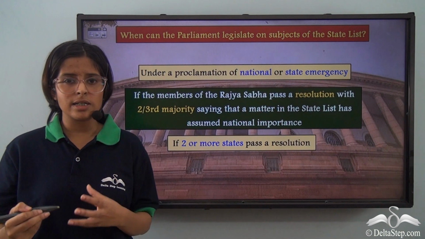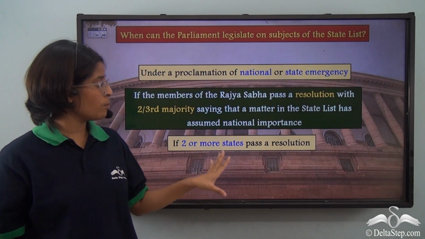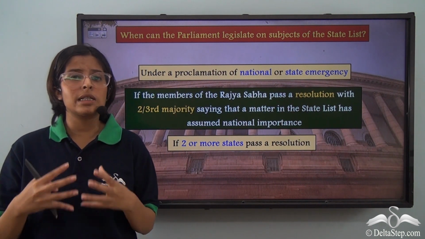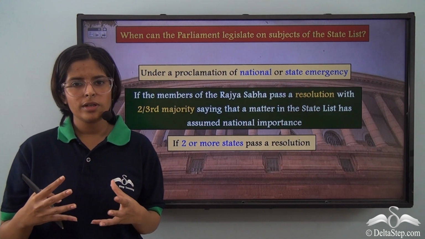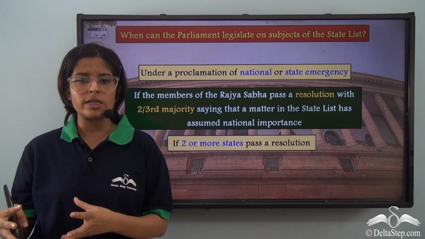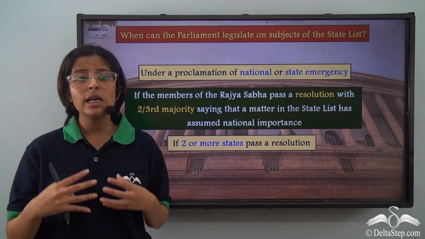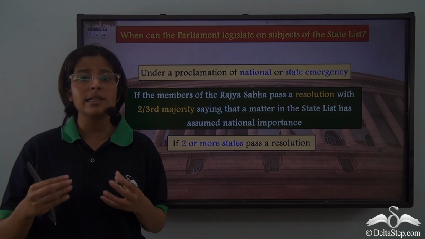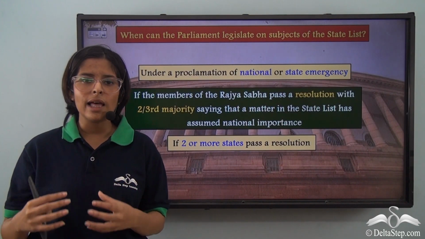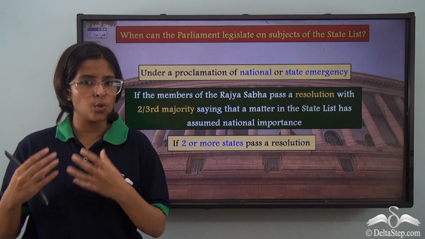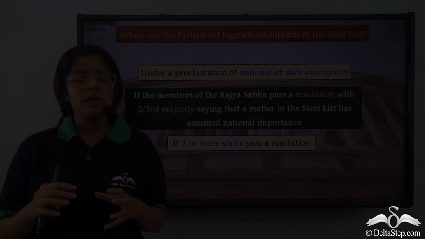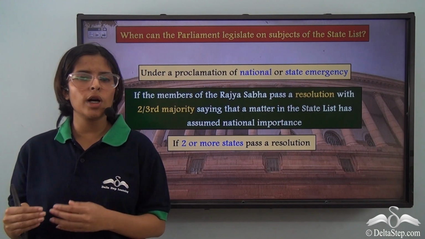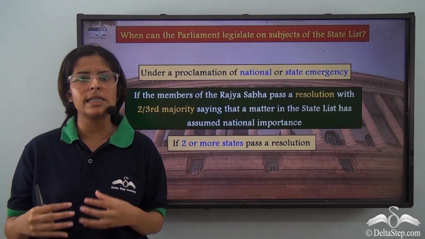The third instance can be if 2 or more states pass a resolution. So the opinion of the states is also very important. And if 2 or more states have passed a resolution saying that they want the parliament to legislate on a matter that is under the state list, then the parliament is empowered to do so. But since it is based on opinion, this law will only work in those states which have consented to this.